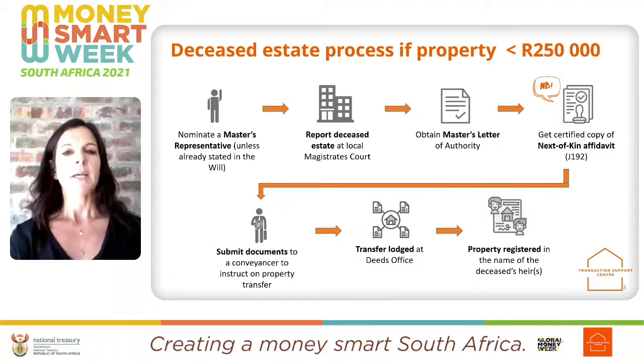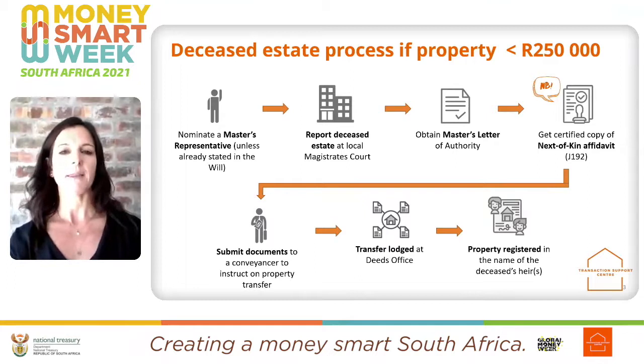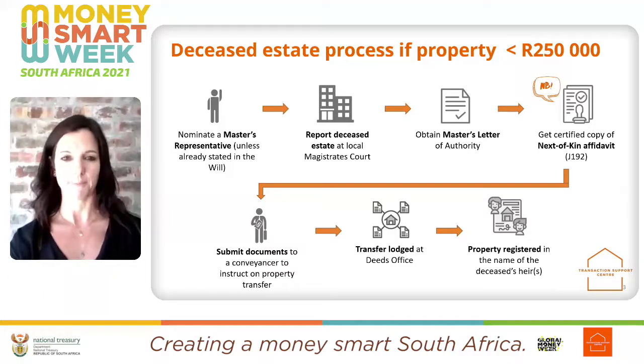The first thing that the family needs to do, the family of the deceased, is to nominate what is called a master's representative, which is the person that the family trusts to administer the estate property. If the deceased left a will, then the master's representative will be named in the will. If not, the family has to agree who that representative will be.